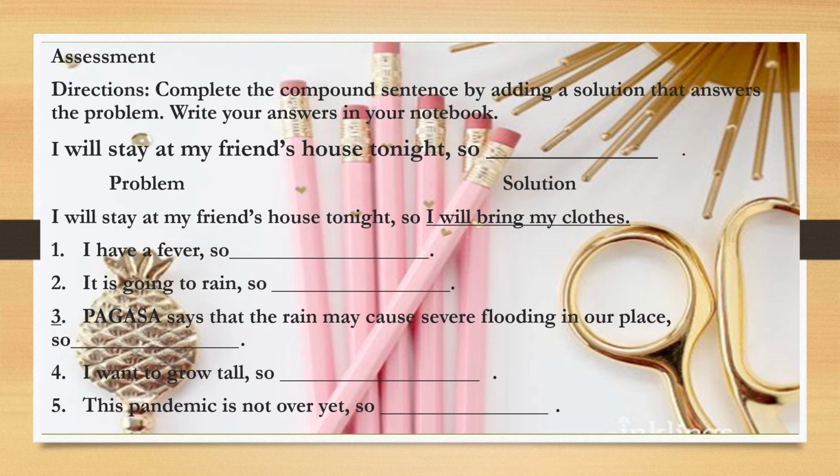So for your assessment, complete the compound sentence by adding a solution that answers the problem. Write your answers in your notebook. Example: I will stay at my friend's house tonight. So you have already the problem: I will stay at my friend's house tonight. Now you're going to give the solution. So, for example, I will stay at my friend's house tonight, so I will bring my clothes.